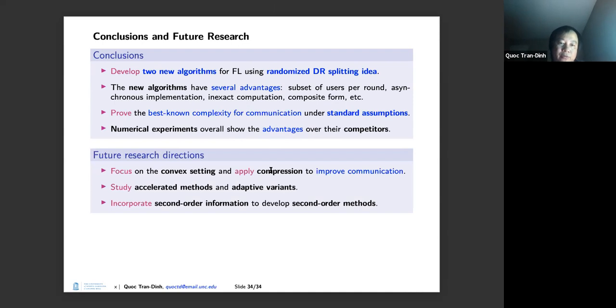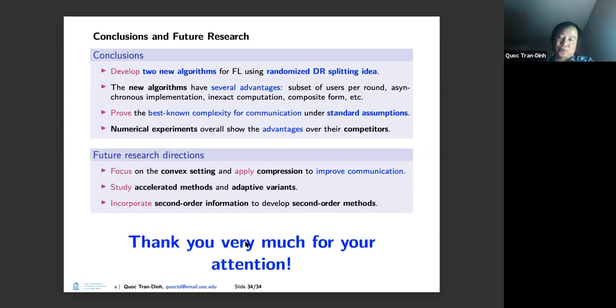For future research directions, we are trying to work on the convex setting. The idea is trying to accelerate the loopless local gradient algorithms in the convex setting. And we also try to incorporate second-order information, or incorporate compression ideas, and also adaptive variance, and so on and so forth. So that's all I wanted to say today.